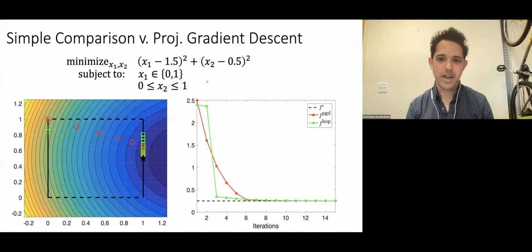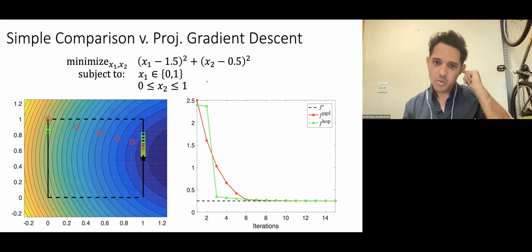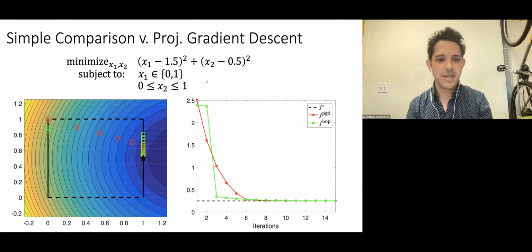So here's a simple comparison to projected gradient descent, which would certainly be an alternative method. What you see here is a super simple example with two optimization variables, x1 and x2. And the optimal solution is going to be right here, this black star, right? We're going to run projected gradient descent and the Hopfield method. And of course, projected gradient descent just does gradient descent on the unconstrained space, and then it projects back to the feasible set. So you can see that's what's in red on the right.